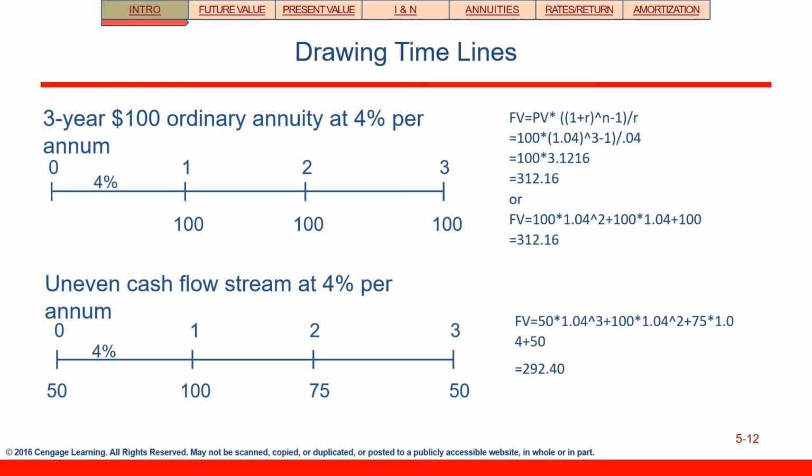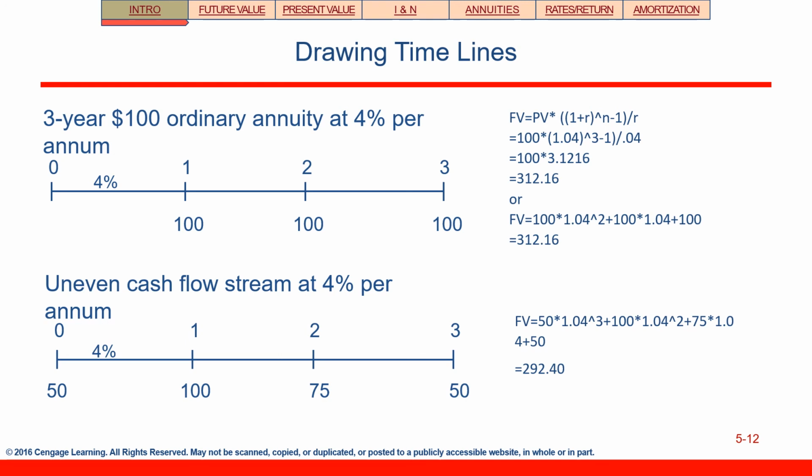Okay? For one period, the deposit in year 1 or period 1 will earn interest for 2 years. So, 1.04 raised to the 2nd power. The year 2 deposit will earn interest for 1 year. So, 100 times 1.04, but in year 3, there is no more interest. So, plus 100. So your answer is 312.16. So, the answer is still the same.